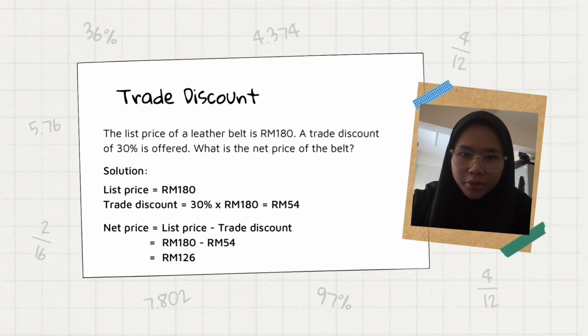So this is an example of a trade discount question. The list price of a leather belt is 180 ringgit. A trade discount of 30% is offered. So what is the net price of the belt? To find the net price, we need to subtract the trade discount from the list price. Based on the question, the list price is already given, and to find the trade discount, we need to multiply 30% with 180, which equals 54. So to get the answer, just subtract the trade discount from the list price.